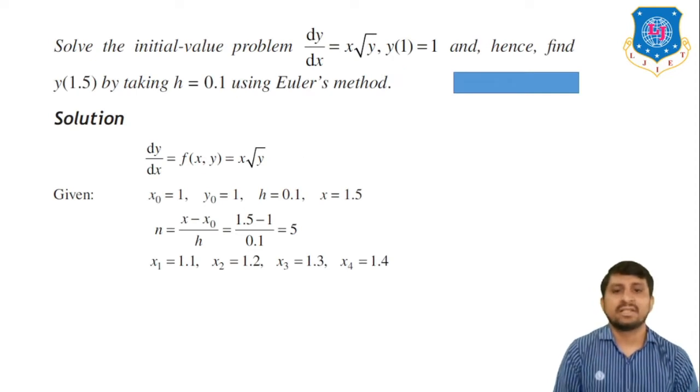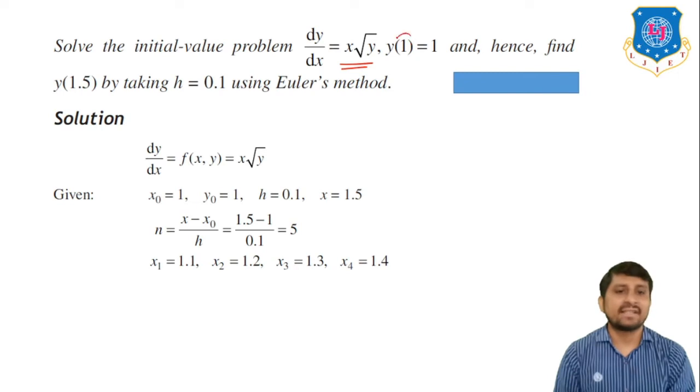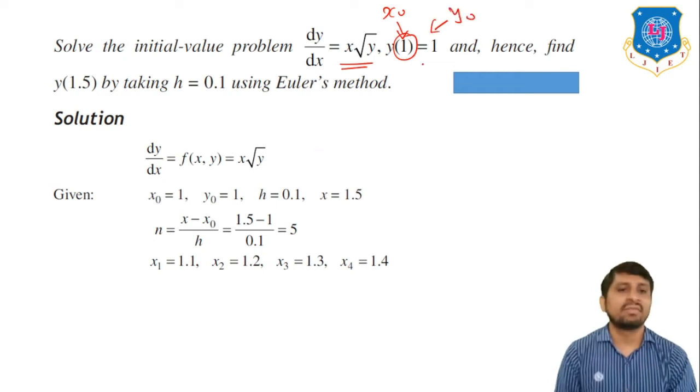Let's take one more example. Solve the initial value problem: dy by dx is equal to x root y. Here, what is your x0? X0 is 1, and this is your y0. Y0 is also 1. That is, y of 1 is equal to 1.